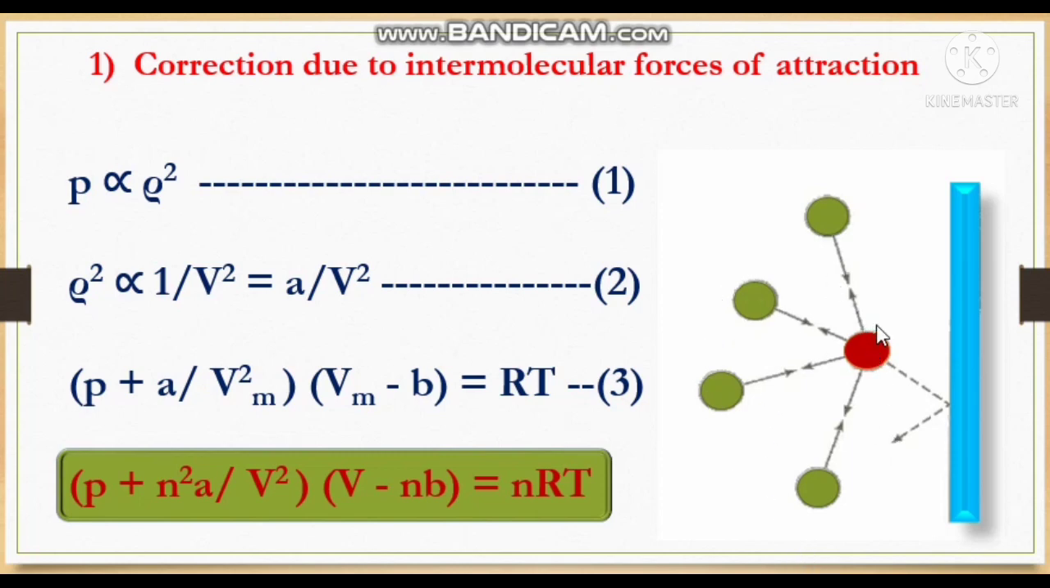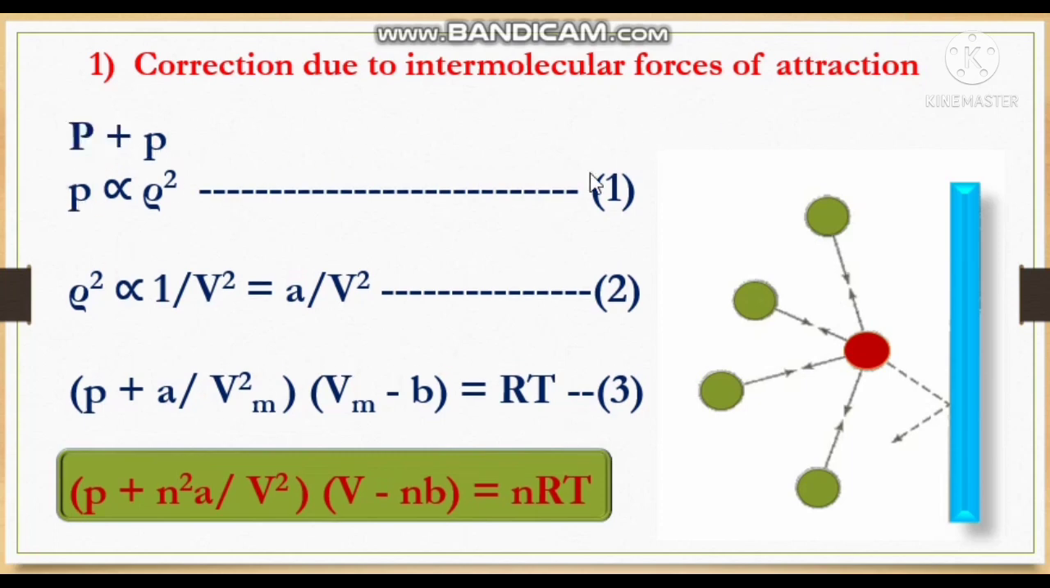Hence, it will strike the wall of the vessel with a lower force and with a lower velocity, and therefore it will exert a lower pressure than it would have done if there were no forces of attraction from these molecules behind it. It is therefore necessary to add a certain quantity to the pressure of the gas in order to get the ideal pressure. So the correct pressure would be capital P, and to that a small p is added. So now we will see what exactly this small p is.